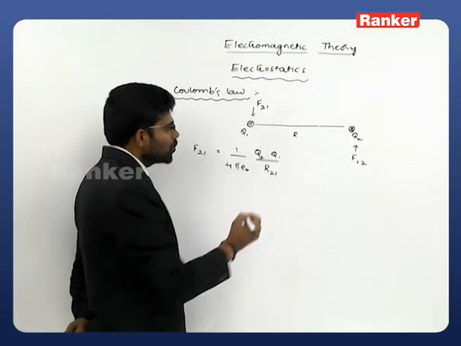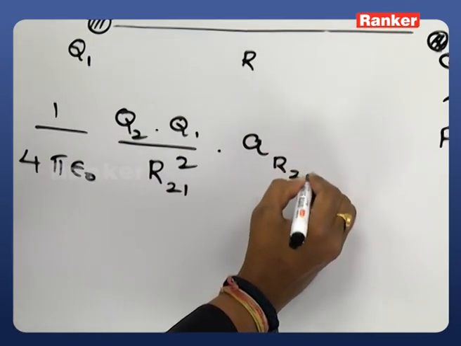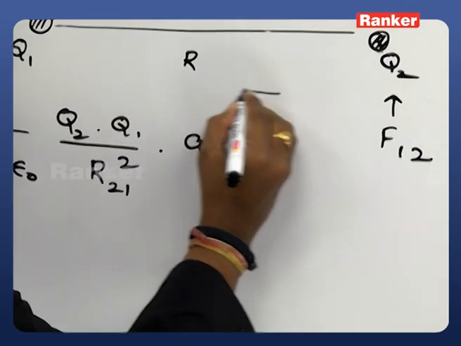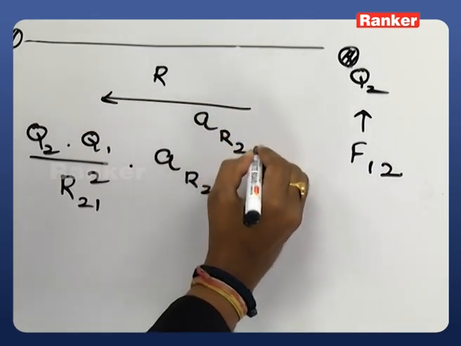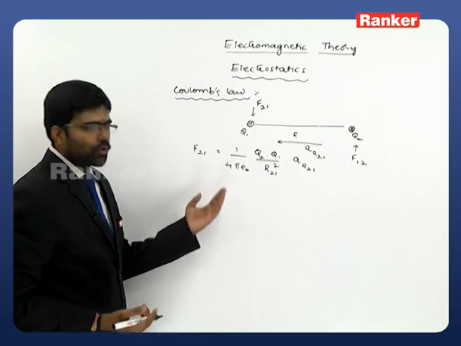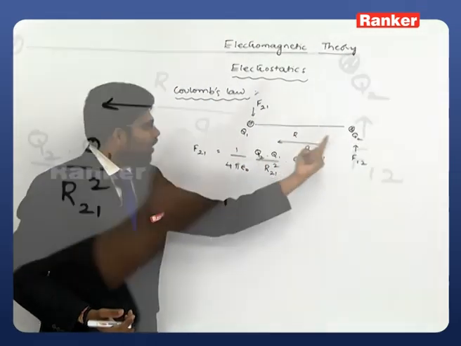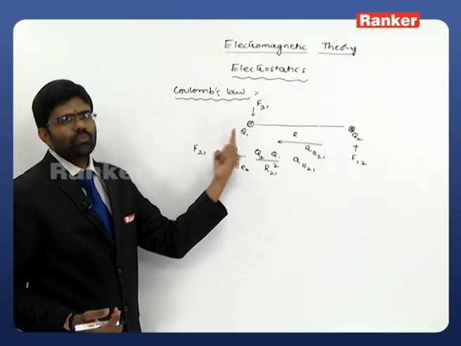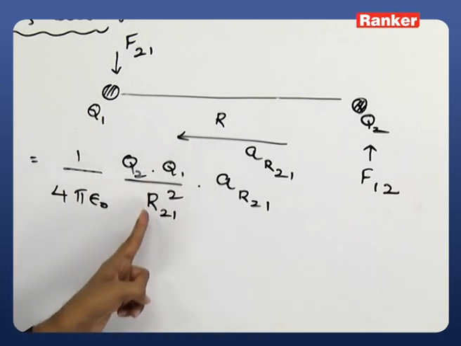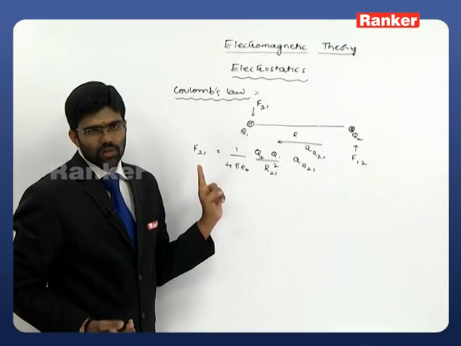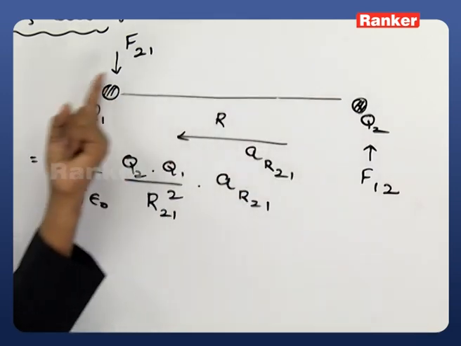r21 square, and the unit vector from 2 to 1 I will represent like this, a r21, the unit vector in this direction. That is the force from 2 to 1, the distance from 2 to 1, and the unit vector is also from 2 to 1. So everything I substituted here: 1 by 4 pi epsilon naught, q2 q1 by r21 square, a r21. Now we need to substitute this a r21, the unit vector from this point to this point.